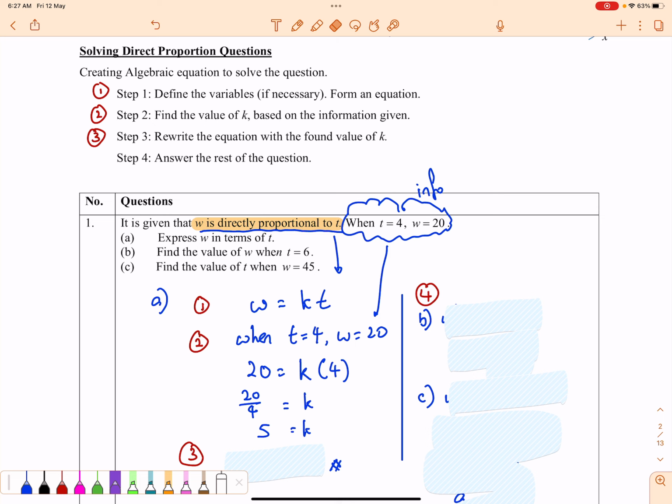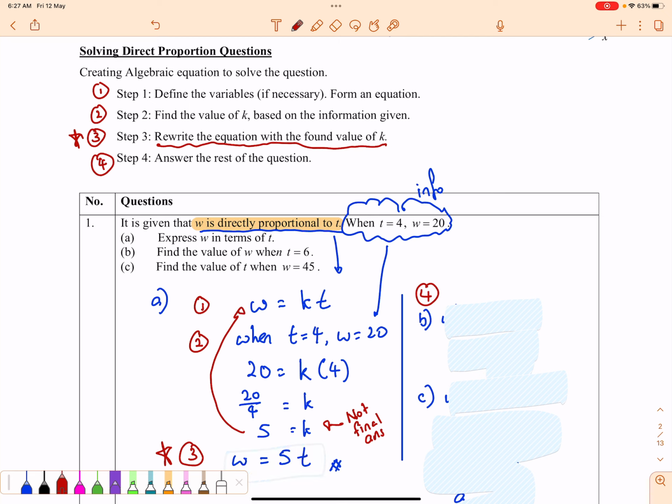Now step 3 is the very crucial step. So step 3 is always a very crucial step. Step 3 actually answers the question. Express w in terms of t. So I want you to take note that k equals 5 is not the answer, or rather not the final answer. So always remember to rewrite the equation with the found value of k. After you find k, rewrite the equation, so sub this back into the equation. There you go, w equals 5t.